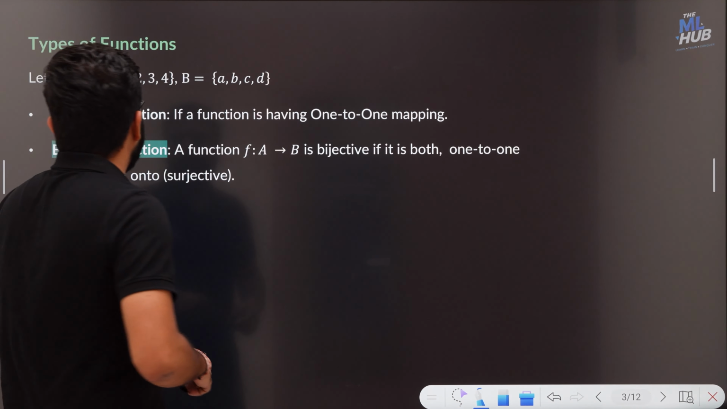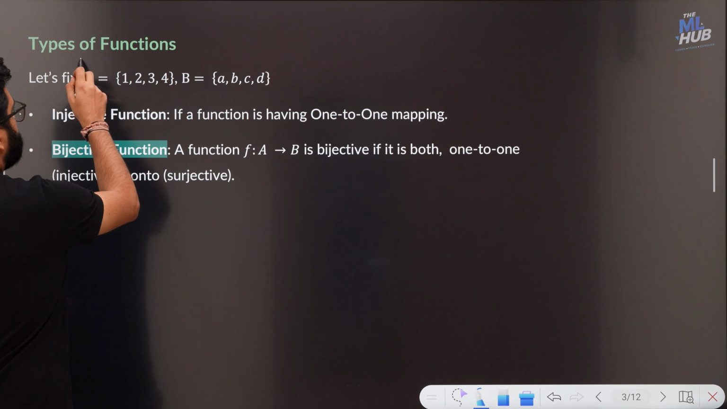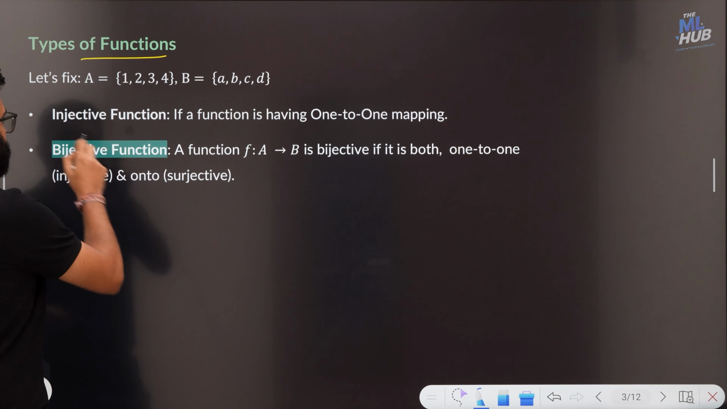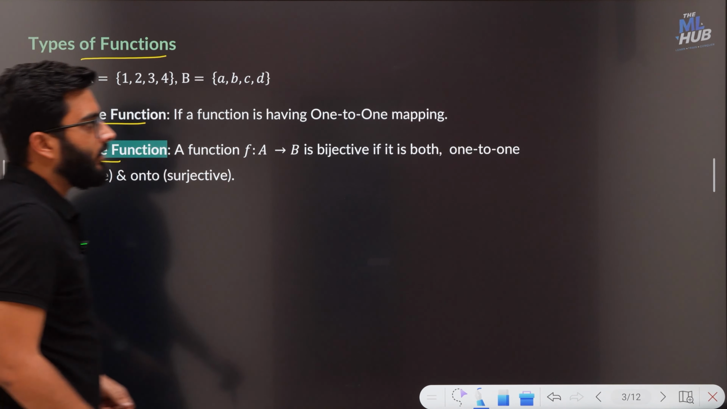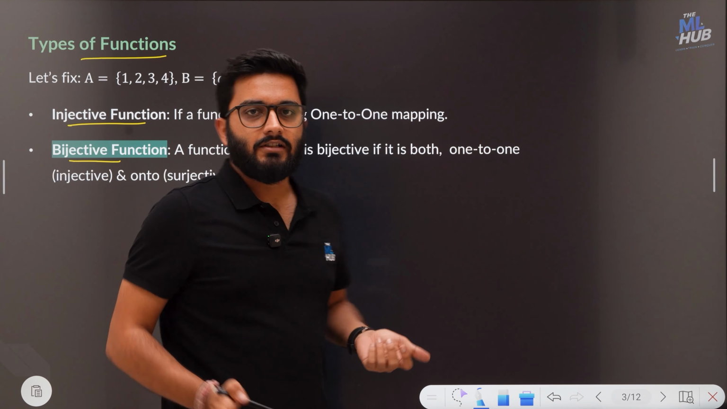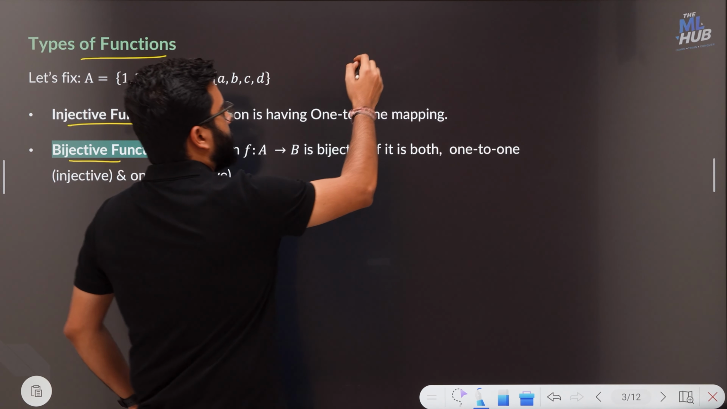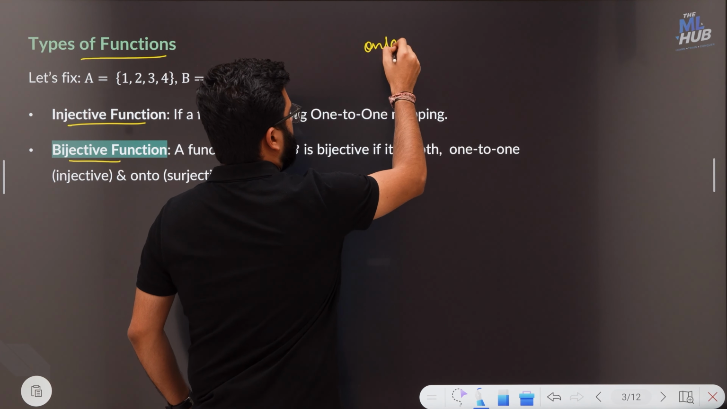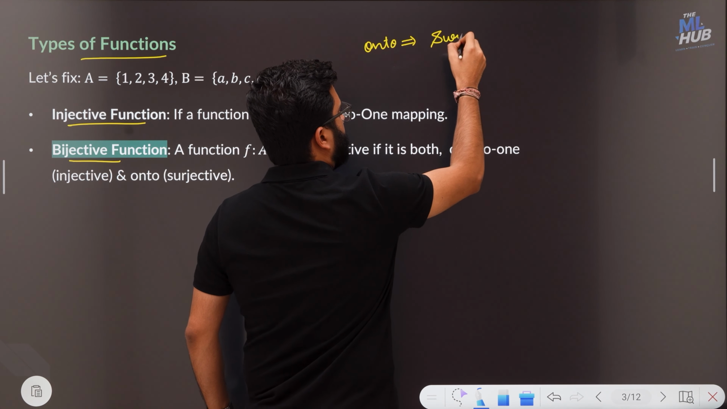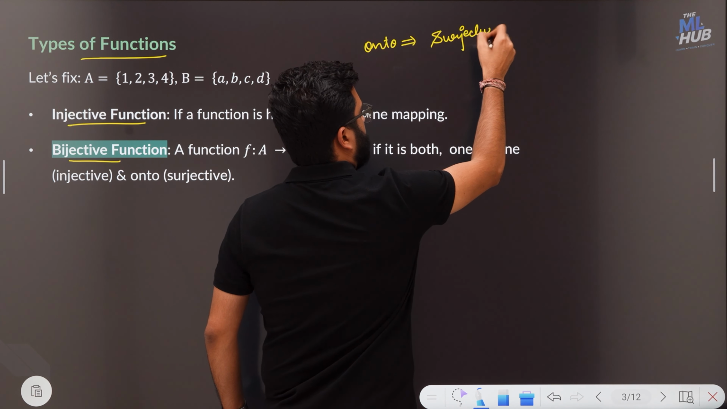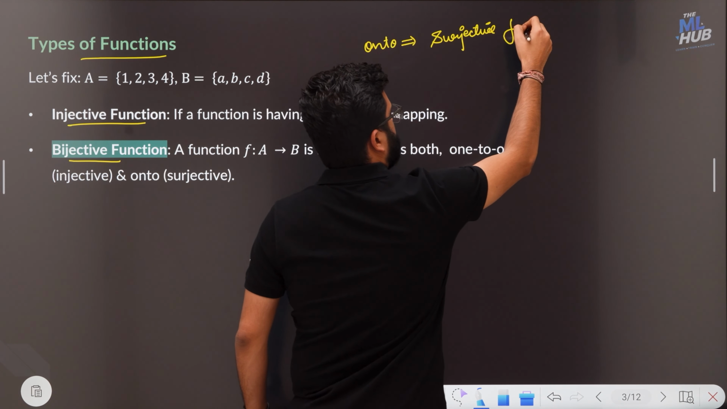Alright. Now let's see 2 more definitions regarding these classifications of function. You might have heard the terms injective and bijective. We already discussed what a surjective function means. If a function is onto, then it is also known as a surjective function.